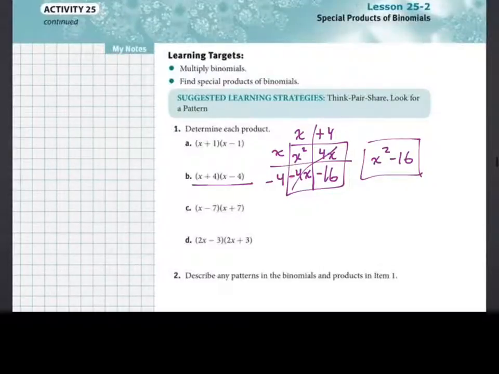Now that happens actually with all of these. This one you get x squared minus 1. This one you get x squared minus 49. This one you get 4x squared minus 9. It's a pattern. You can follow the pattern. Wait, did I multiply wrong? It's 2x. Guys, all of those are correct.